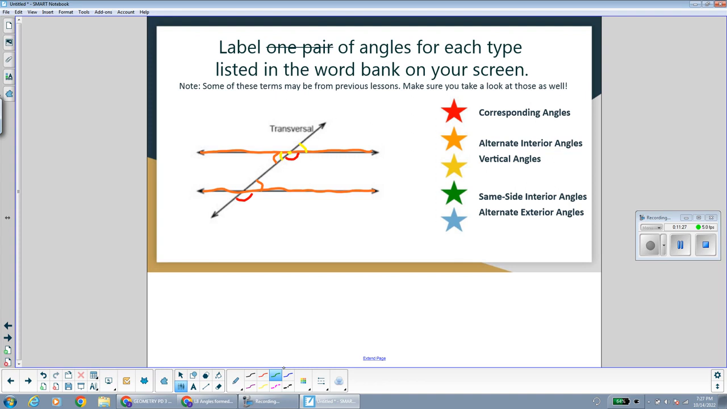Same side interior. Here's an interior angle. Here's the interior angle on the same side of the transversal as it. And finally, alternate exterior. I'll just go with this exterior angle. And it's alternate exterior with this exterior angle because they're on different sides of the transversal, both outside of the lines.